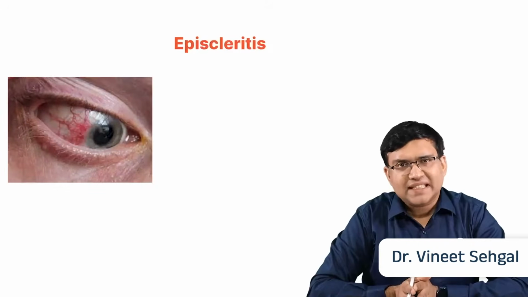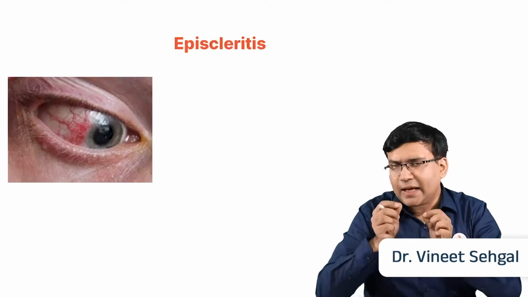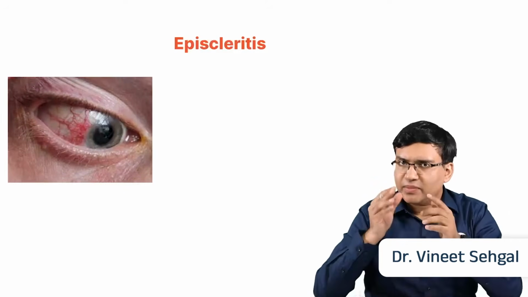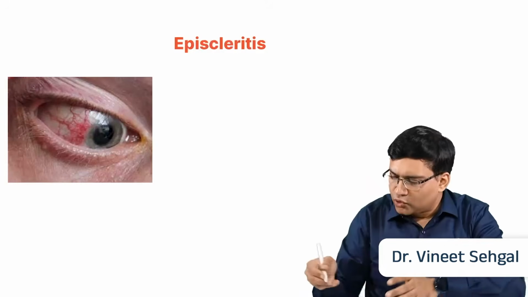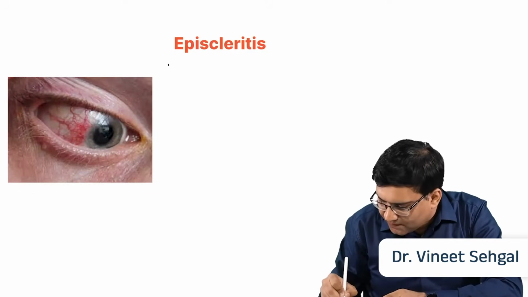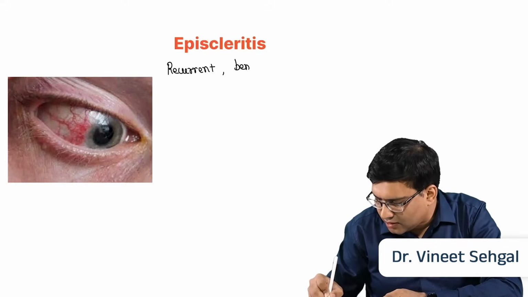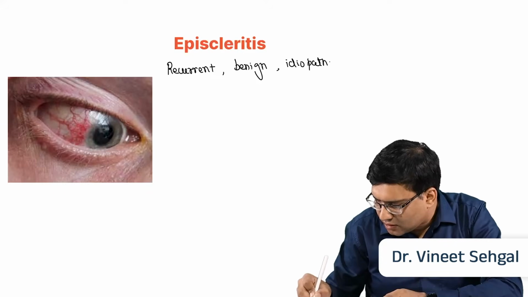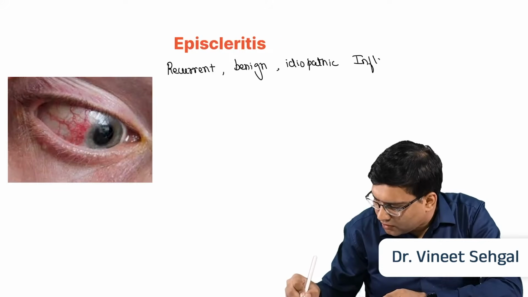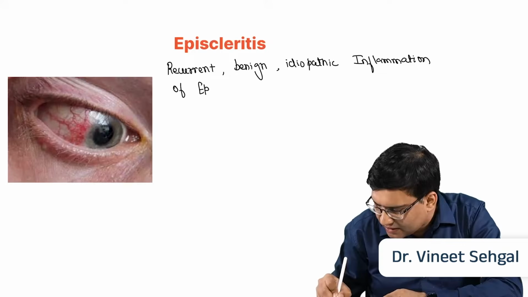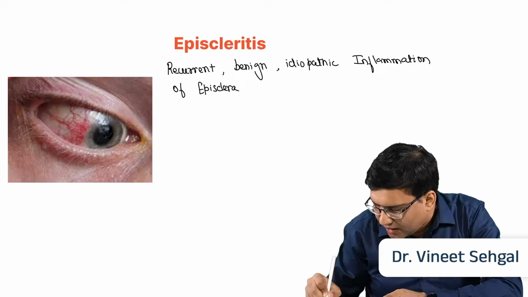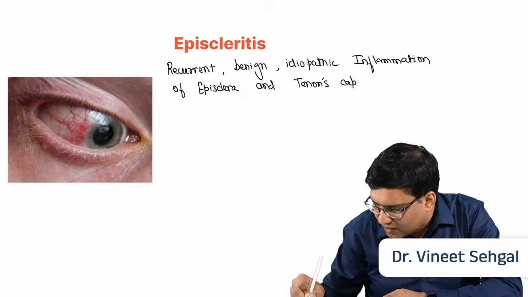Let us talk about episcleritis. As the word suggests, episcleritis is inflammation above the main sclera. So this is a recurrent, benign, idiopathic inflammation of the episclera and the Tenon's capsule covering it.